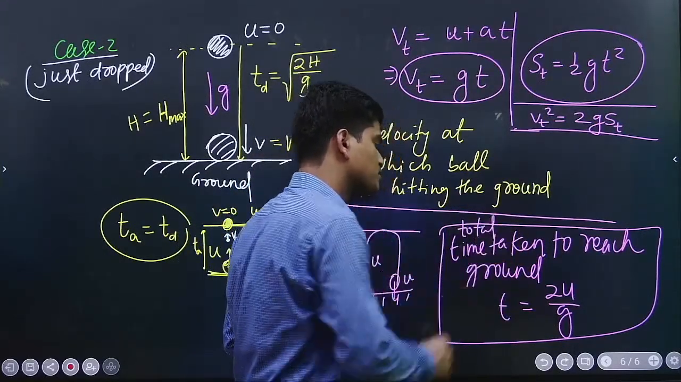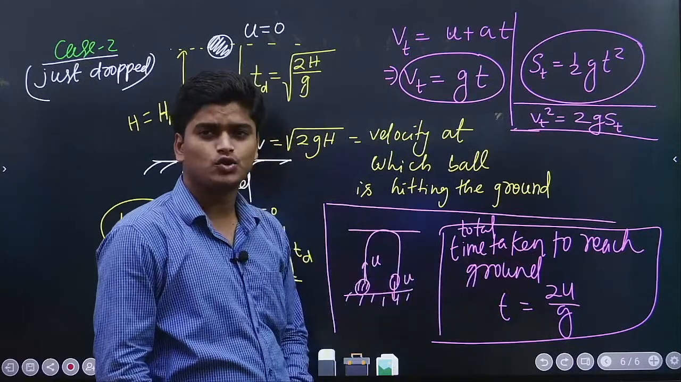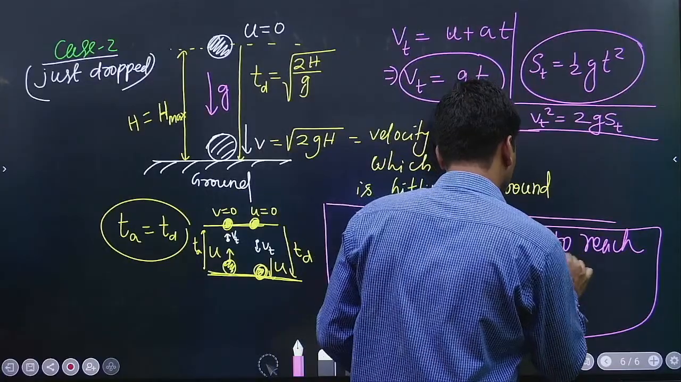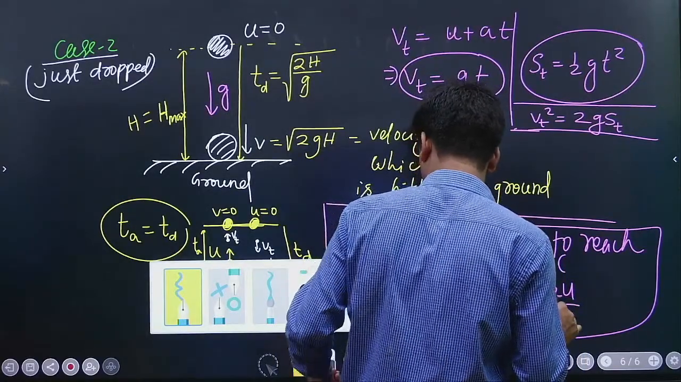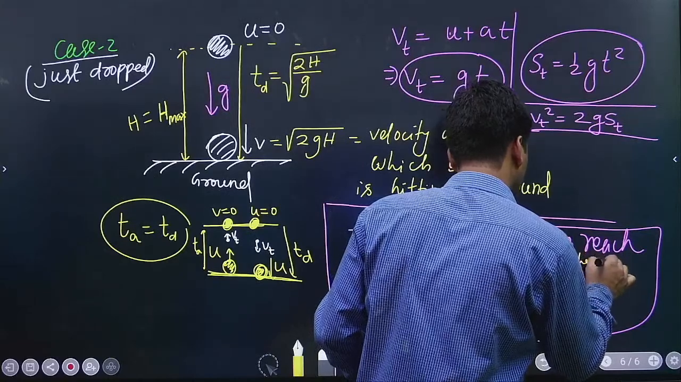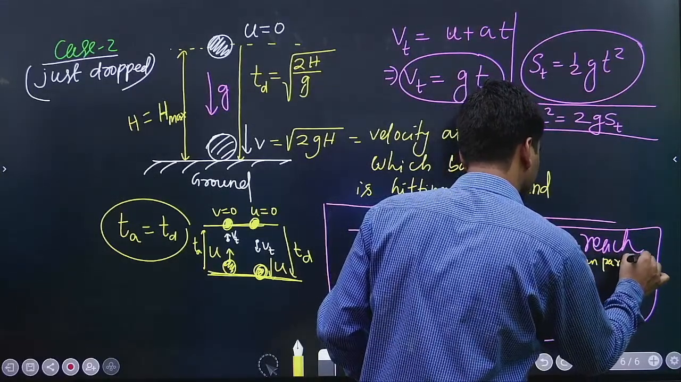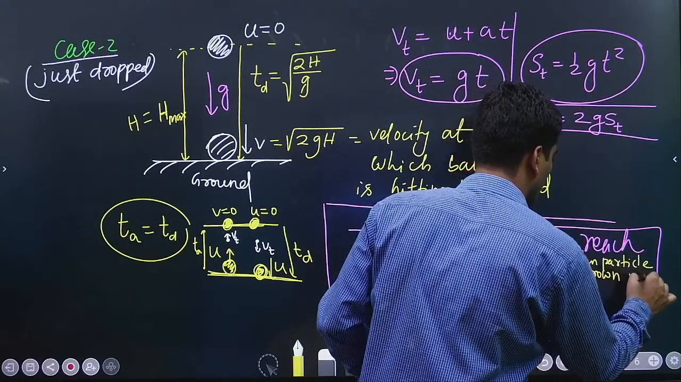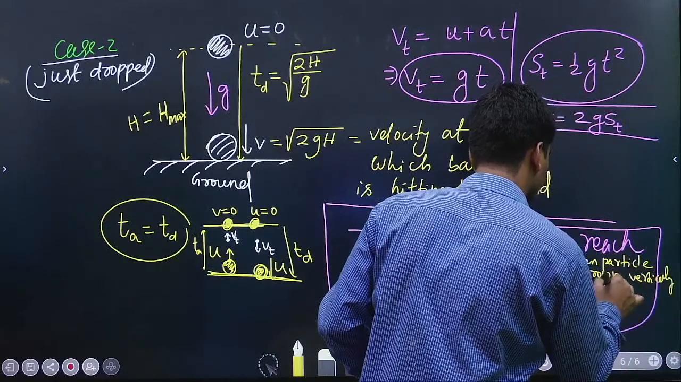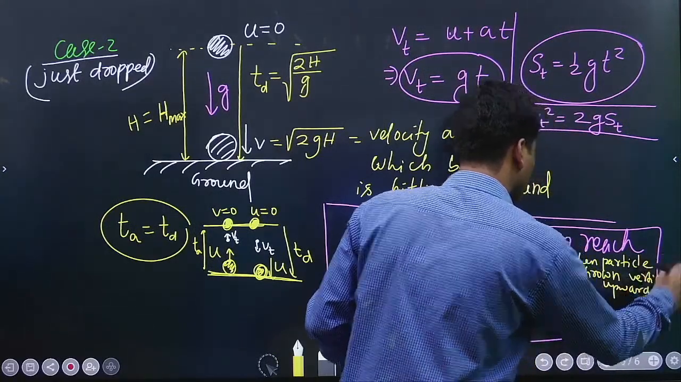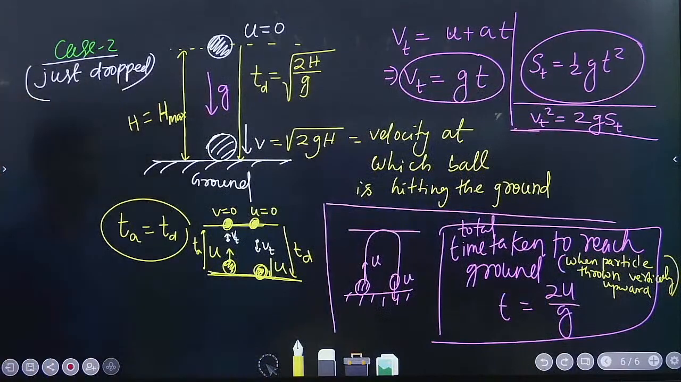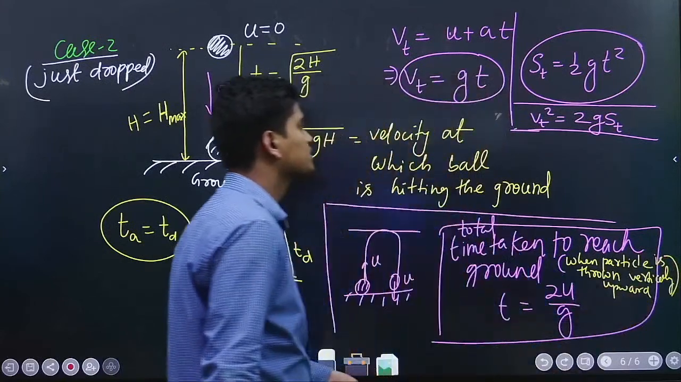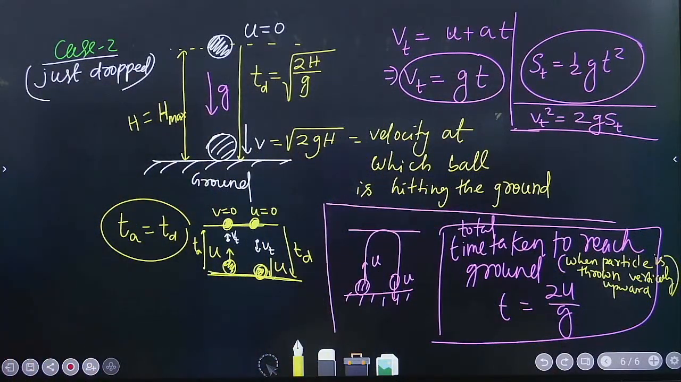So total time how much? Now t equals 2u by g. So 2 into 10 by 10, so 2 seconds it will take. Okay. And here remember this condition: when a particle is thrown upward, more specifically vertically upward, then t is nothing but 2u by g. Okay. So this much you must remember about this.